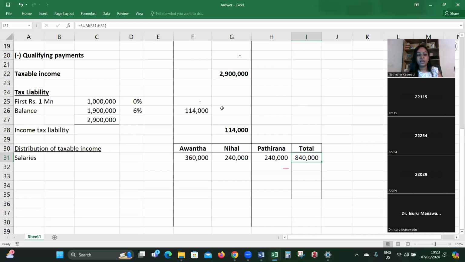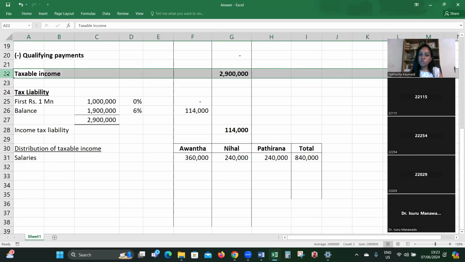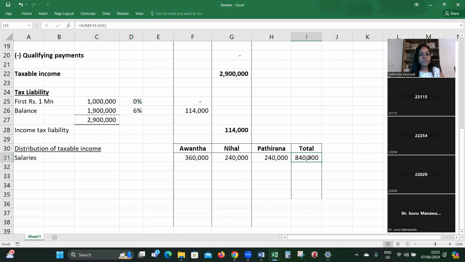840. Now we are distributing this taxable income. Distribution of taxable income. What is the total taxable income of this partnership? 2.9 million, right? We have calculated 2.9 million. So we are distributing this 2.9 million taxable income among the partners. One way of distributing your taxable income among partners is salaries. So we have considered the total is 840,000.